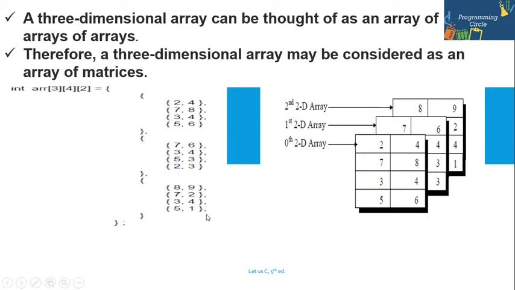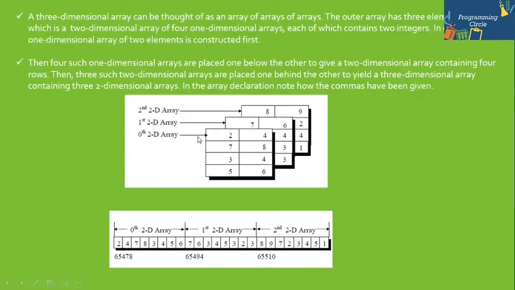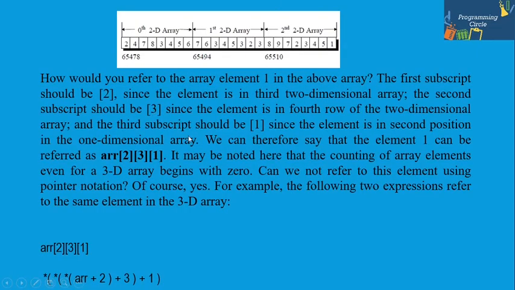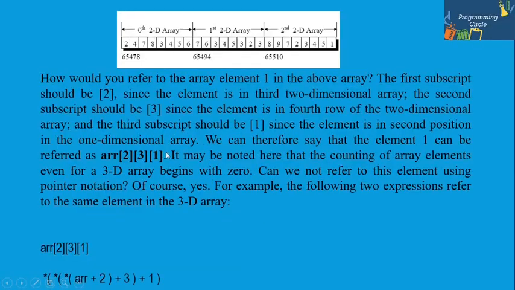Second thing is that the second subscript should be 3, since the element is in the fourth row. That's why it is 3. Here it is 3 because it is in the fourth row. If you see 1 2 3 4, that's why it is 3. And column wise it is 0 1, so the last index will be 1.